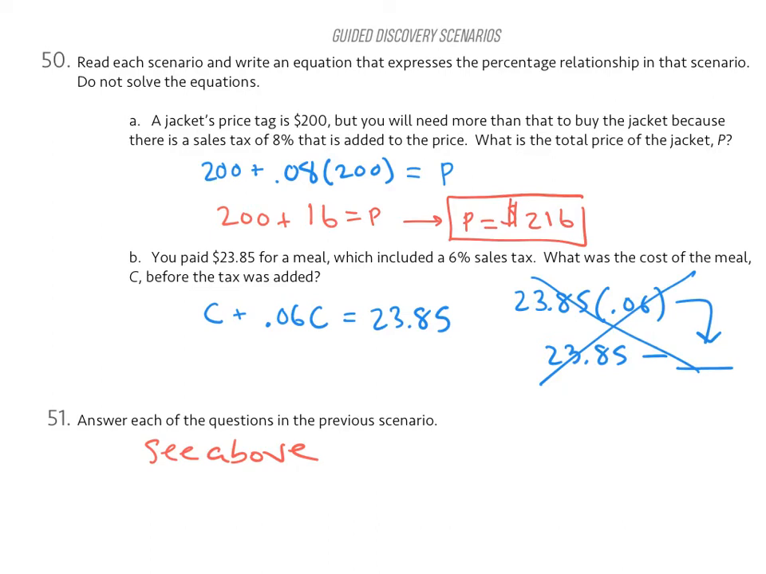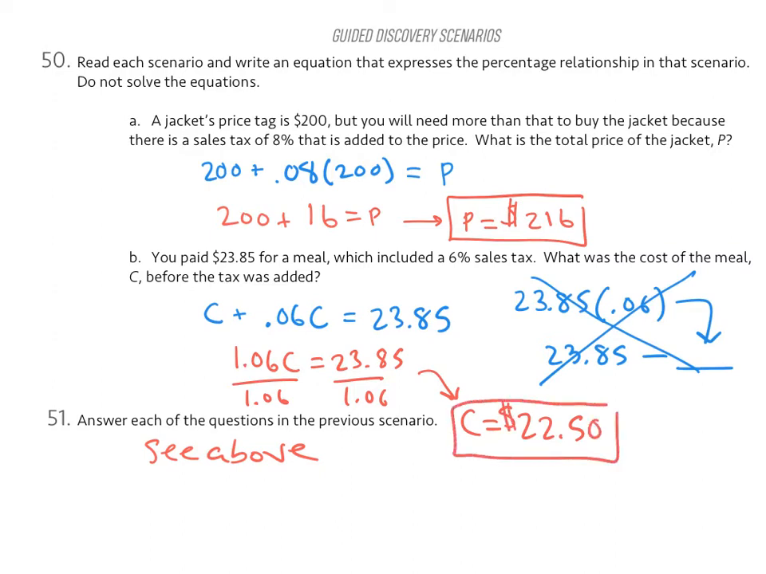Part B, C plus 0.06C can be combined as 1.06C, and then to solve that equation, divide both sides by 1.06. C is equal to 22.5, which is $22.50. That's the cost before the sales tax was added.